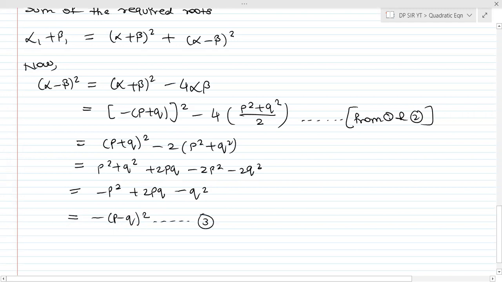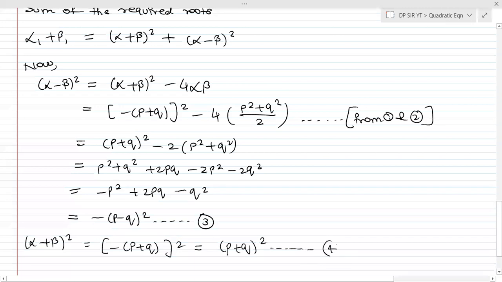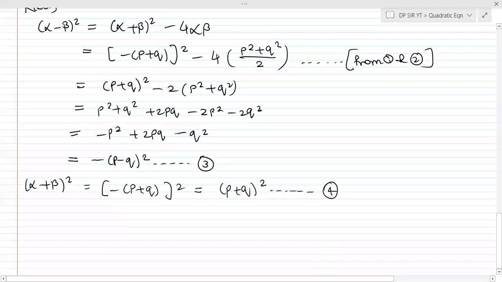Let this be my equation number 3. Similarly, you will get alpha plus beta the whole square. So alpha plus beta the whole square is going to be minus of p plus q the whole square, which is equal to p plus q the whole square. Let this be my equation number 4. I hope it makes sense and there is no doubt up to here. Now you need to find alpha 1 plus beta 1.